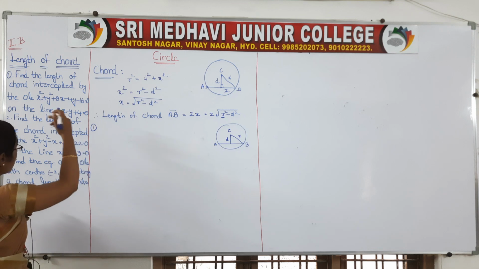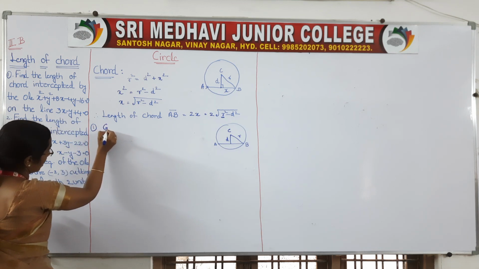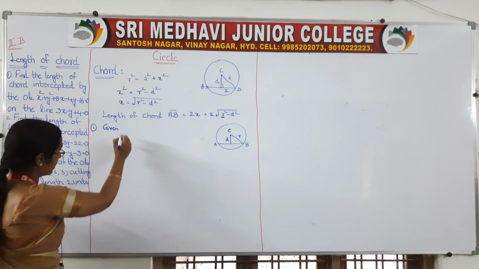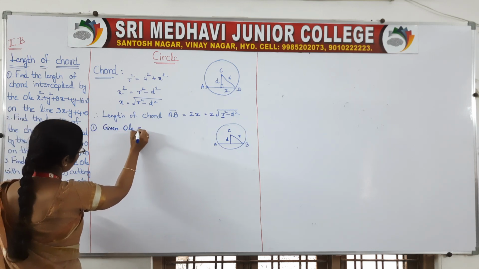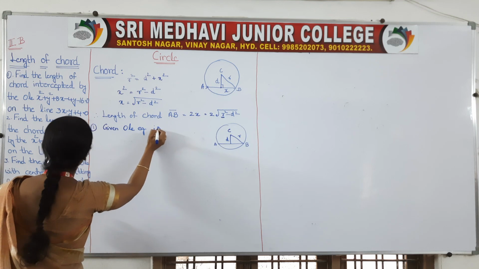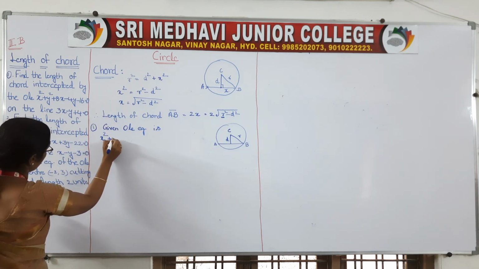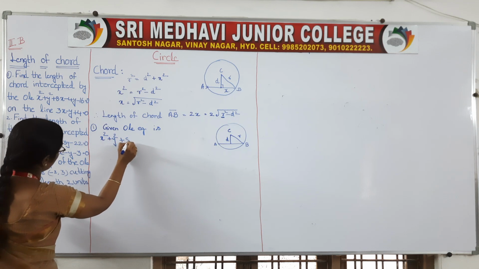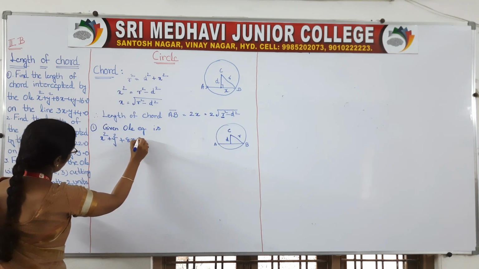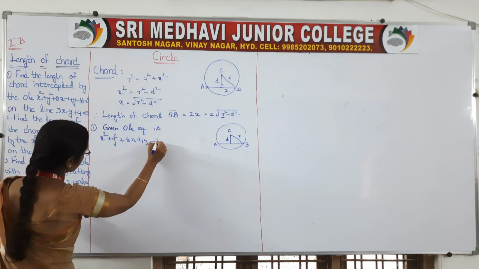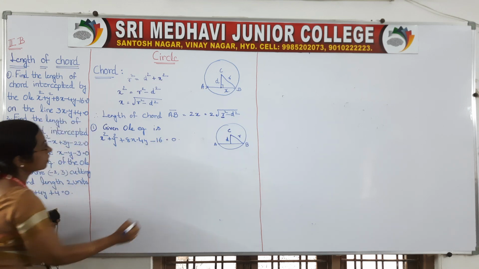So come on, given circle equation is, so that we can get our center and radius. Given circle equation is, what is the circle equation? It is x square plus y square plus gx minus 4y minus 16 is equal to 0.